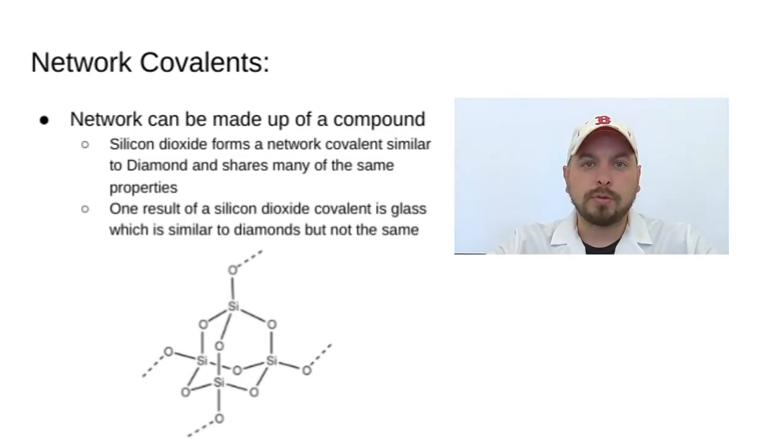For instance, when you think about silicon dioxide as a network covalent, one of the results of that can be glass. Glass is a network covalent of silicon dioxide. So it has many properties similar to diamond, but obviously it's not quite the same. It's a different compound, a different network.